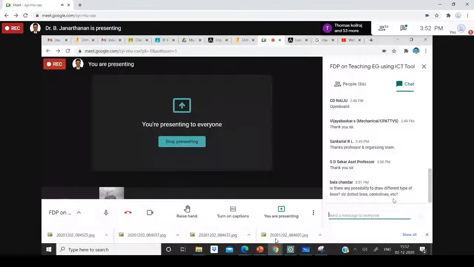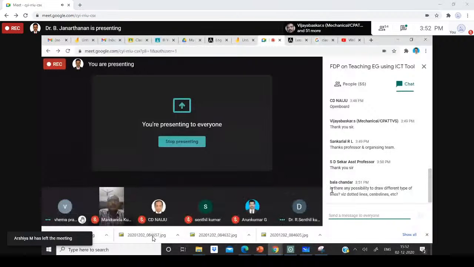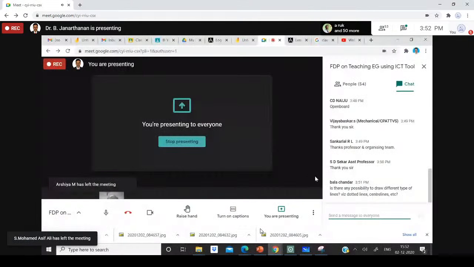Balachandra sir asked in the chat box, is there any possibility to draw different types of lines, dotted lines, center lines? We have to turn the mouse on and off, sir. That is the only option, like we do with the pencil. You press the left click button, then leave it, then again press, and it will draw dotted lines, sir.